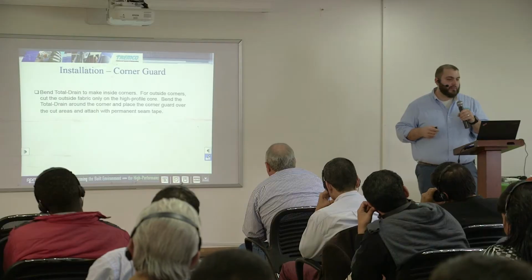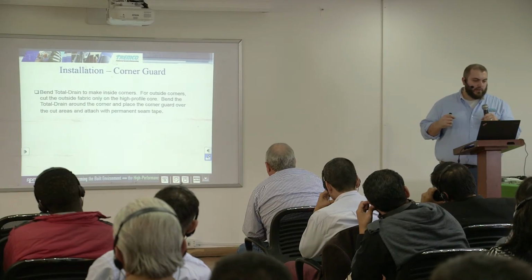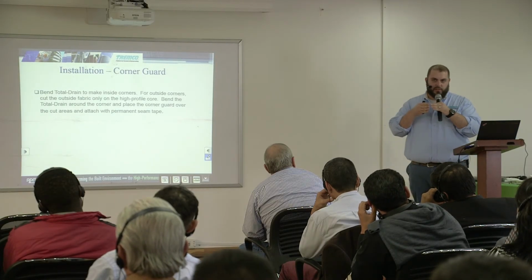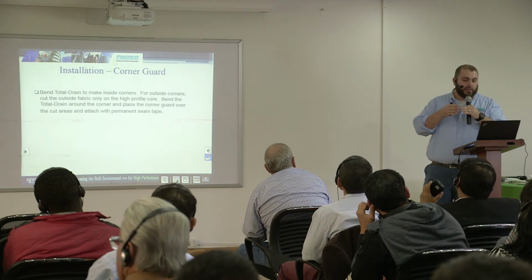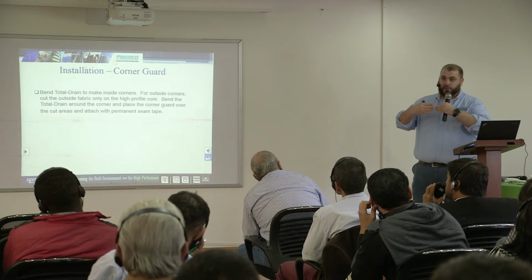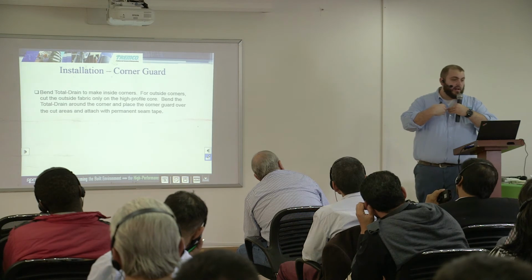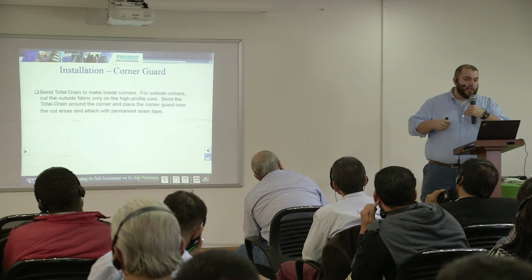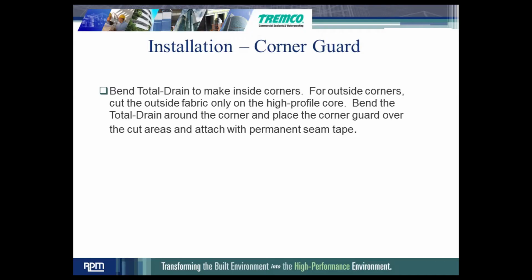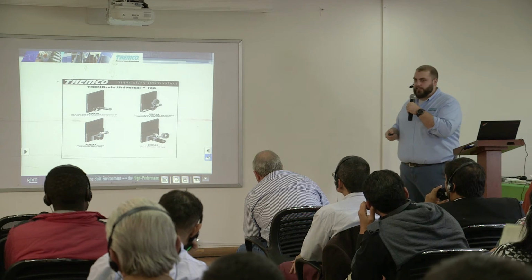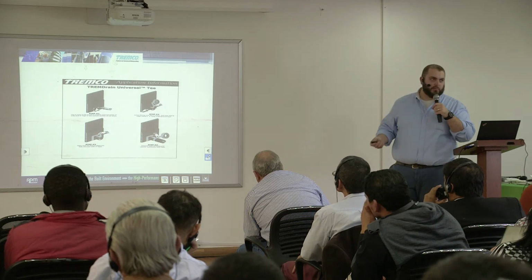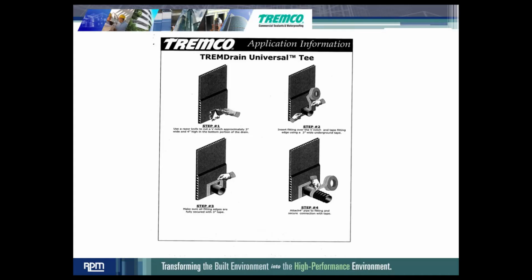For inside corners, you would bend it to fit in the inside corner. The total drain for the outside corners, you would bend it to fit around the outside, and then you would cut the Remay fabric, and then you would put the corner guard over that cut area in the filter fabric. You could use the permanent seam tape that we use in our Paraseal system to tie that into the rest of your drainage system.